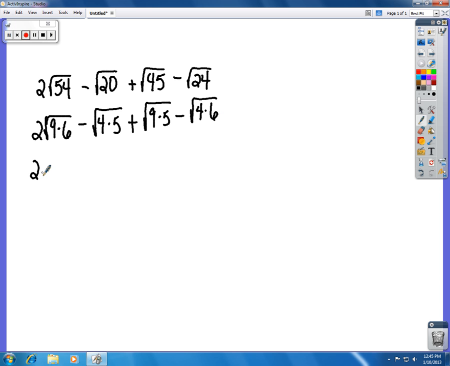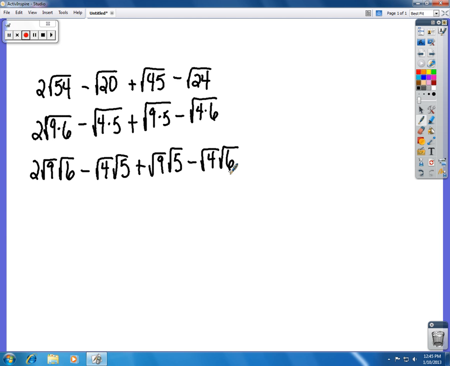So I've got 2 times the square root of 9 times the square root of 6 minus the square root of 4 times the square root of 5 plus the square root of 9 times the square root of 5 minus the square root of 4 times the square root of 6. Okay, and so all of these perfect squares, the 9s and the 4s, I'm going to break those down into their whole numbers and get rid of those radicals.